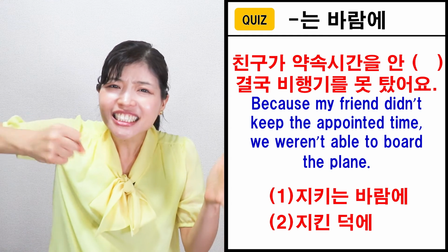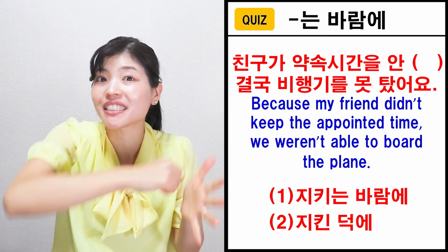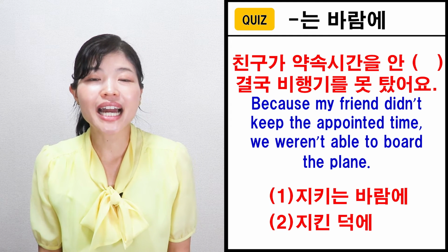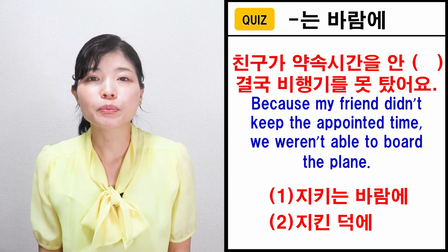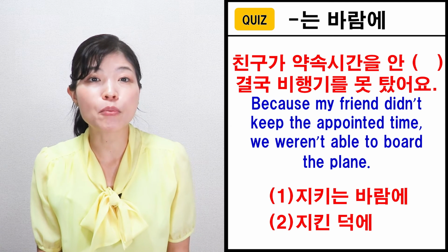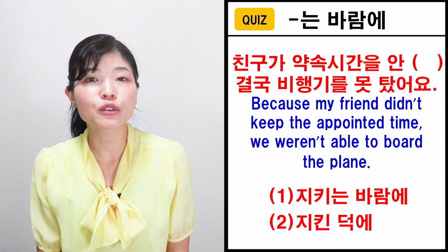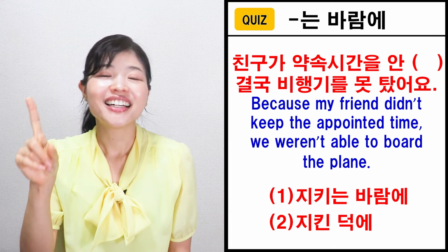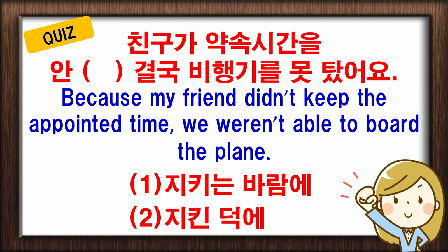Quiz! Then let's deepen our understanding with some quizzes. Which one is the correct answer? 친구가 약속 시간을 안 결국 비행기를 못 탔어요. Because my friend didn't keep the appointed time, we weren't able to board the plane. Number 1, 지키는 바람에. Number 2, 지킨 덕에.